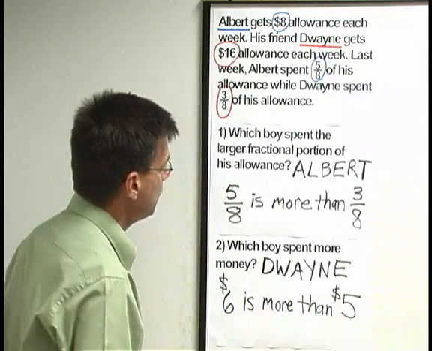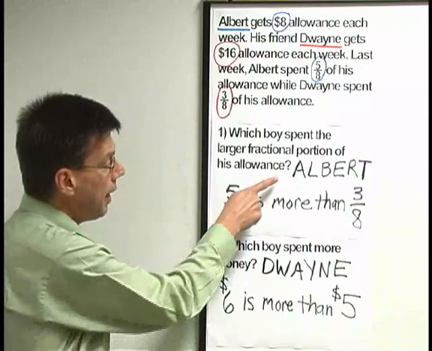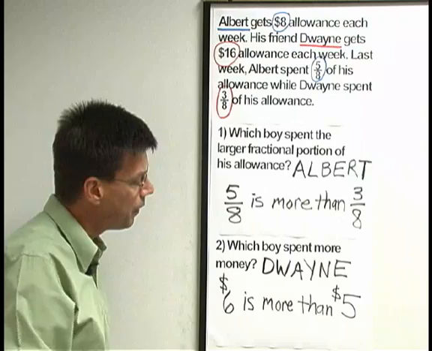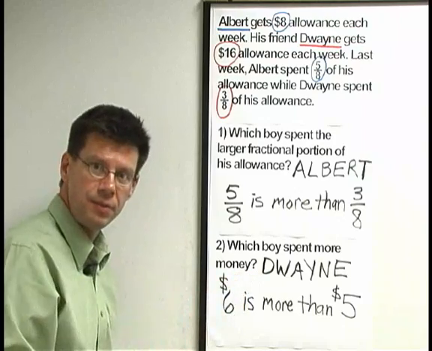It's interesting to notice that while Albert spent the larger fractional portion of his income, Dwayne actually spent more money.